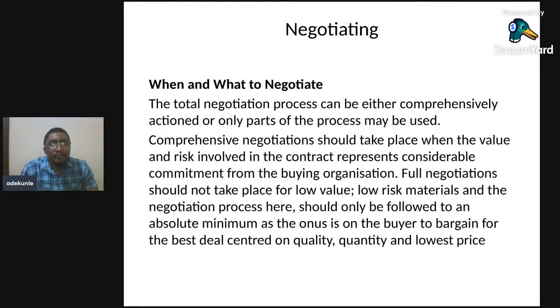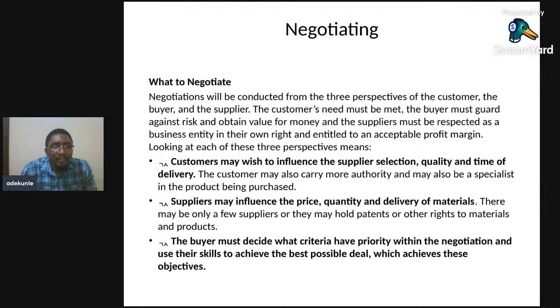Then what to negotiate? What do we negotiate? Negotiation can be conducted from three perspectives: the customer, the buyer, and the supplier. The customer's needs must be met.